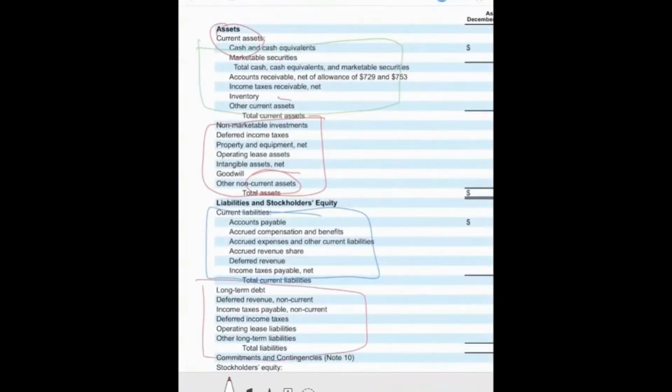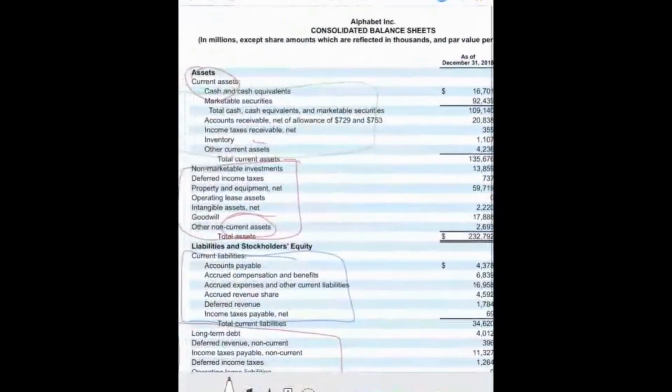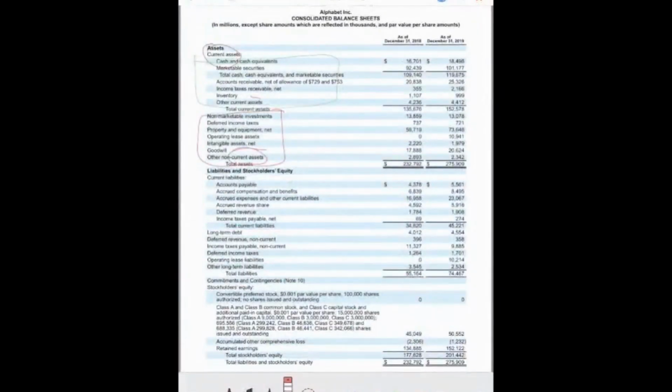Okay, what do you mean by current and non-current? When they say it's current, it's usually less than 1 year: the cash that you hold less than 1 year, or the debt that you need to pay less than 1 year. When they say non-current, it's usually more than 1 year. So those are the two things that you want to look at.